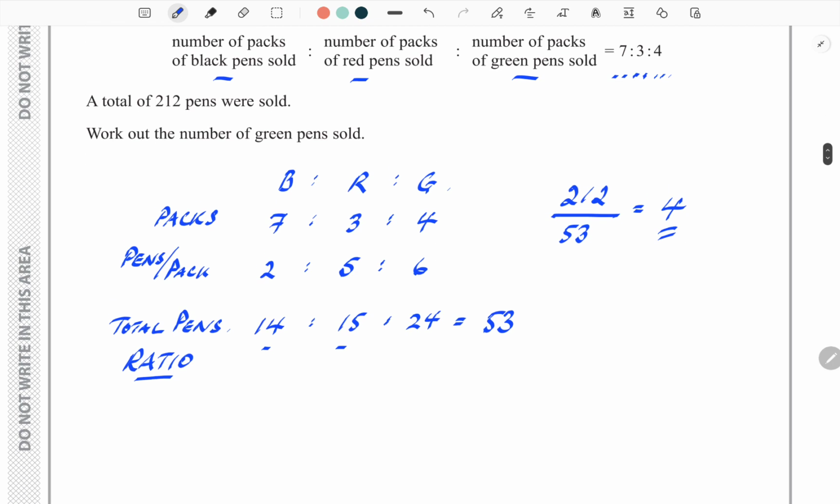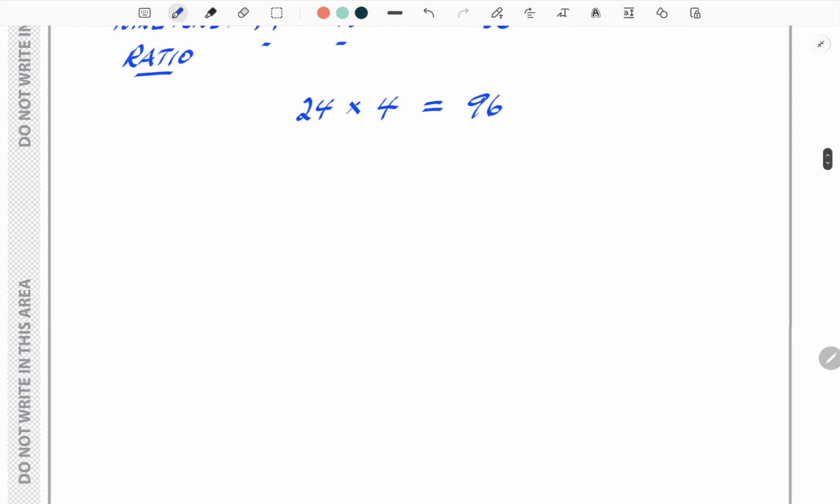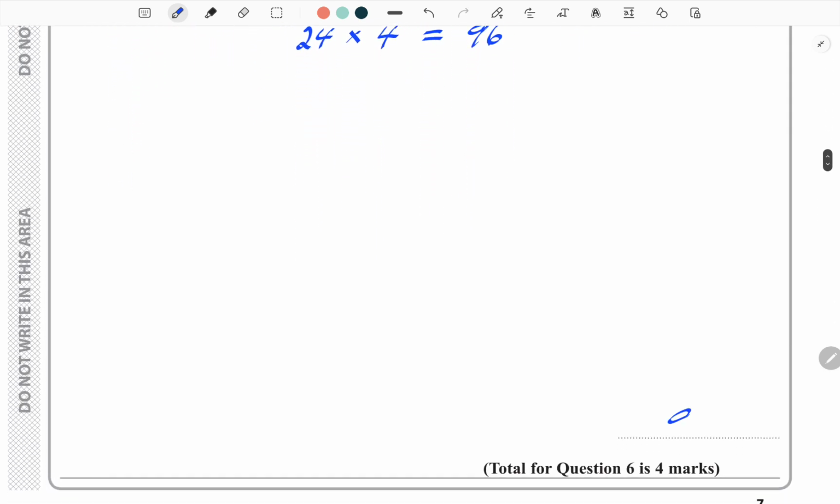So the question is asking for the green pen sold, and so the green pens are 24 times 4 lots. All right, because we're scaling everything up to 212. All right, and so that's going to be 96 green pens altogether. All right, so 96.